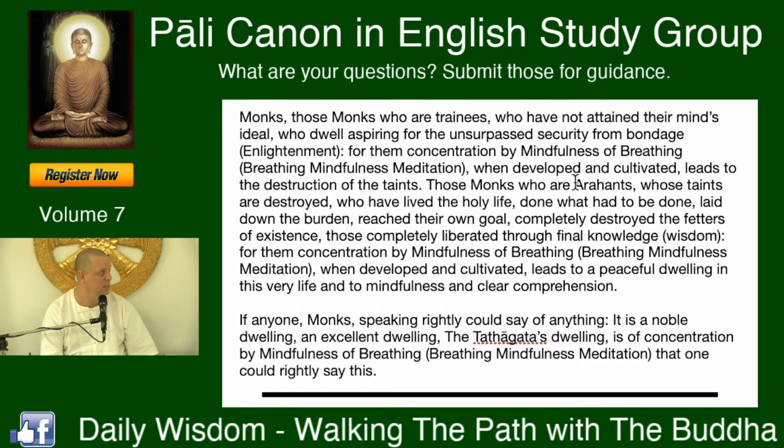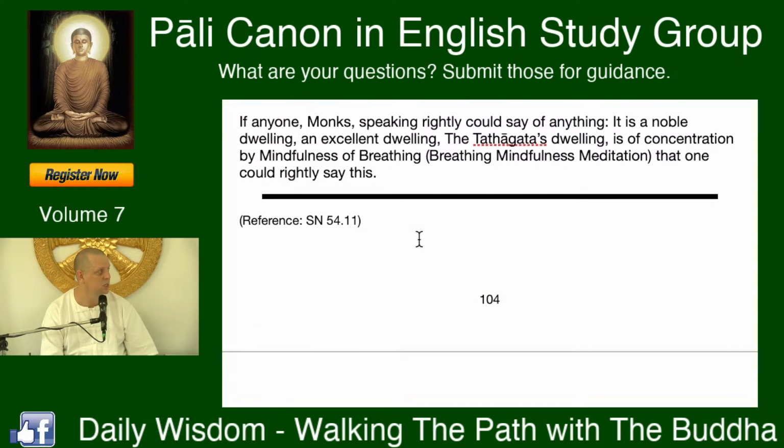So what he's saying is these enlightened beings, the people who have gotten to enlightenment, breathing mindfulness meditation is something that they practice that has led them to accomplishing these particular goals. Right? So then the Buddha says, if anyone speaking rightly could say anything, it is a noble dwelling, an excellent dwelling. The Tathagata's dwelling is of concentration by mindfulness of breathing. That's where he actually dwells during this rainy season, right?